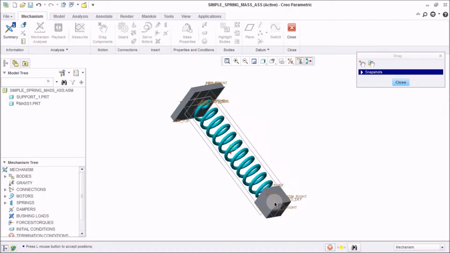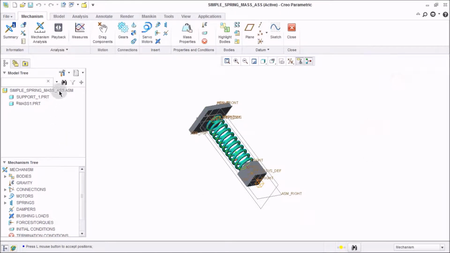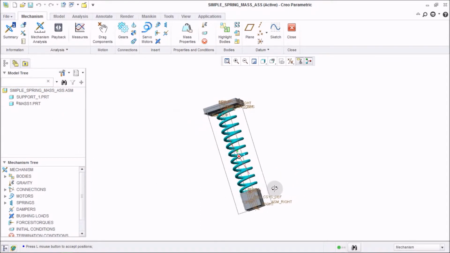The spring behaves like a virtual spring, OK. So from this simple spring-mass system, this is the name of the assembly. Then right-click here and regenerate. Our assembly will be converted directly into our initial position.